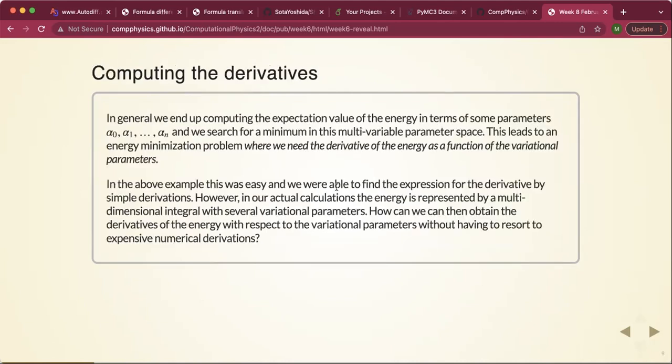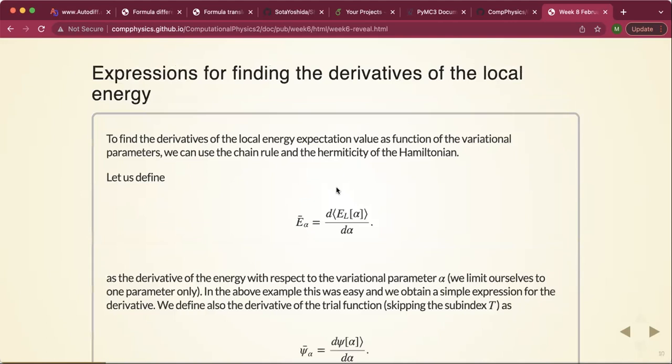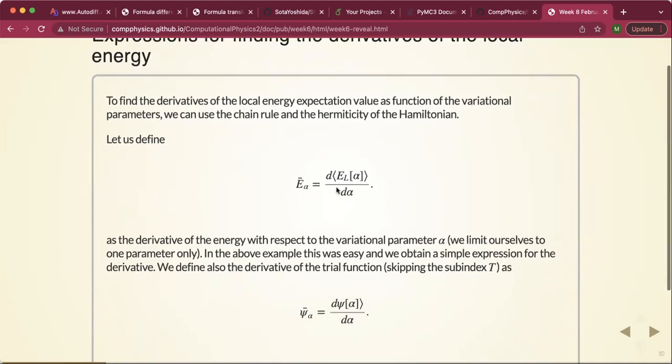And then, in computing the derivatives, the quantity which we need to set up now is the derivative of the local energy as a function of the variational parameter alpha.